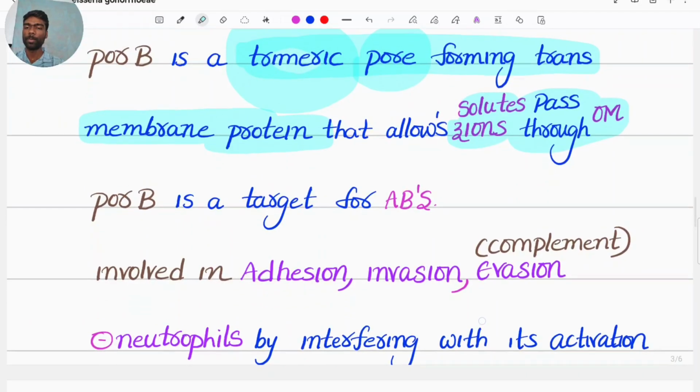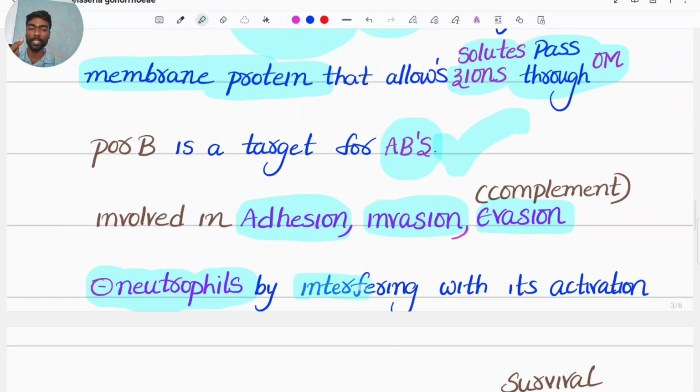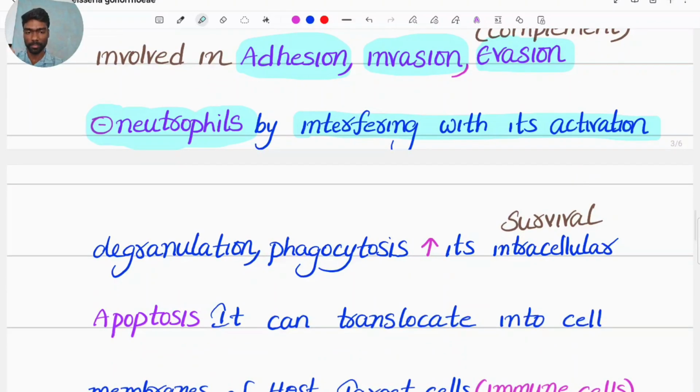Common sense. PorB is a target for antibodies, which means this porin forming protein is immunogenic. It is inducing the host to produce antibodies against it. Involved in the same, there also the first protein adhesion, second protein also adhesion. Here the extra thing is invasion. Evasion of complement mediated destruction. It also inhibits neutrophils. Both first protein, what is it? Pili. Second protein, porin. Both are anti-neutrophilic. Inhibits neutrophils by interfering with their activation, degranulation, phagocytosis.